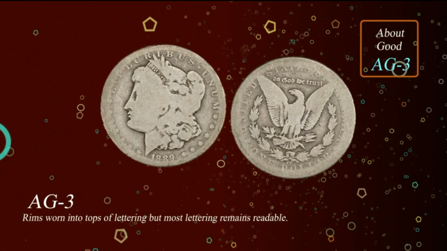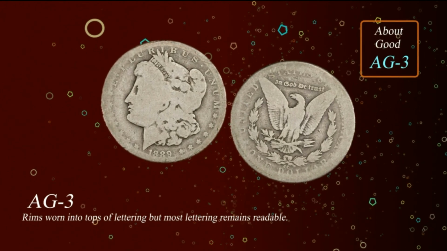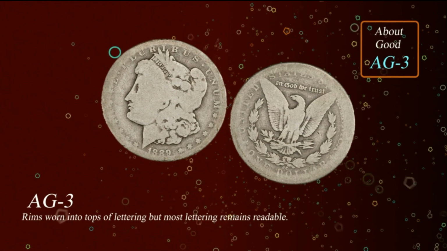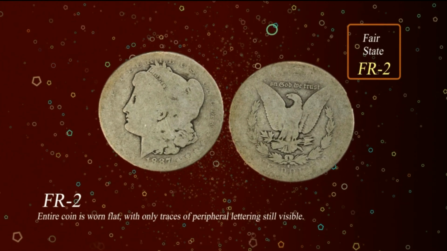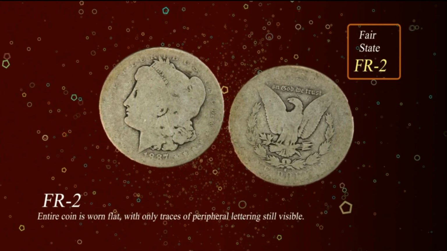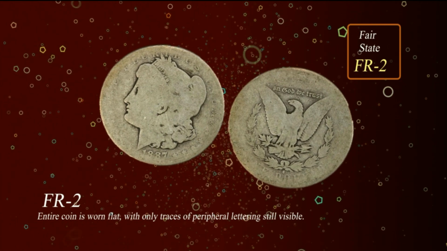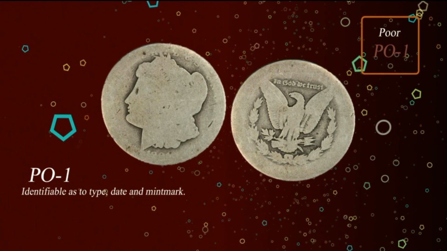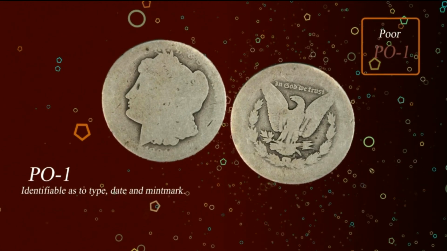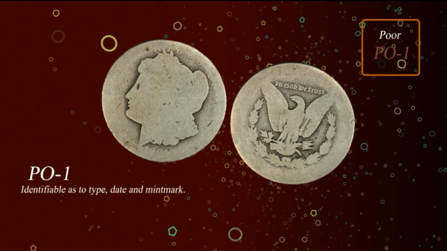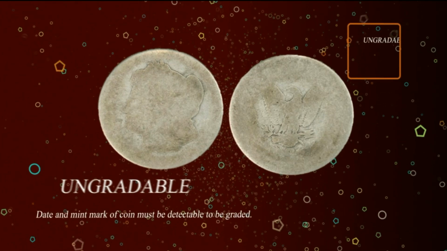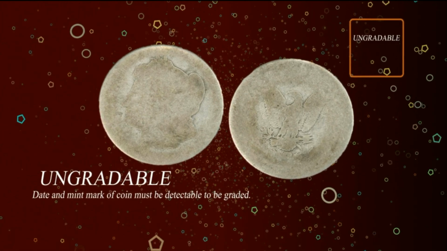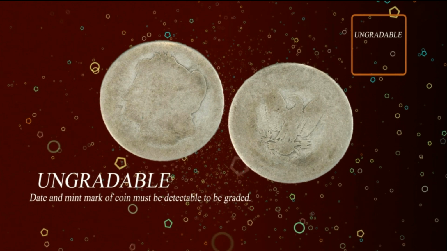About good or AG3. Rims worn into tops of lettering, but most lettering remains readable. Fair or FR2. Entire coin is worn flat, with only traces of peripheral lettering still visible. Poor or PO1. Identifiable as to type, date and mint mark. Ungradable. Date and mint mark of coin must be detectable to be graded.